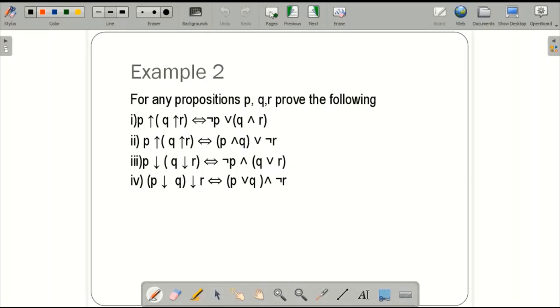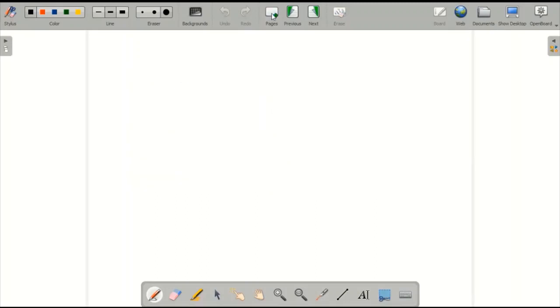For any proposition P, Q, R, prove the following: left hand side is equal to right hand side, but it does not involve any NOR and NAND. We have to solve it based on AND, OR, and negation. So let us solve one by one. First one is P NAND (Q NAND R), which is logically equivalent to negation of (P or (Q and R)).